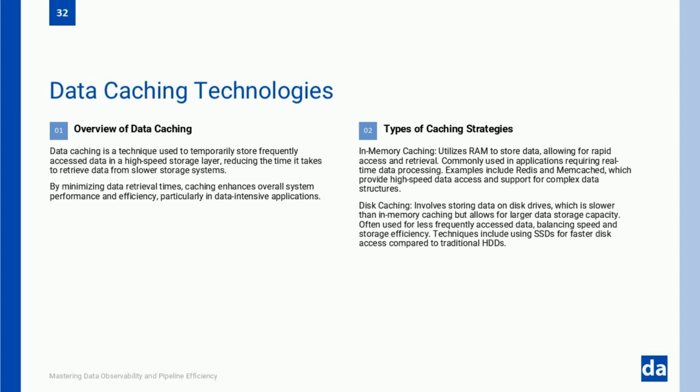2. Types of caching strategies. Caching is not a one-size-fits-all approach. Here are two key strategies. In-memory caching uses RAM for rapid data storage and retrieval. Tools like Redis and Memcached excel here, supporting real-time applications, perfect for when speed is king. Disk caching stores data on disk drives for larger capacity at the expense of some speed. Think of SSDs for faster performance compared to traditional HDDs. Ideal for less frequently accessed data where storage efficiency takes priority.